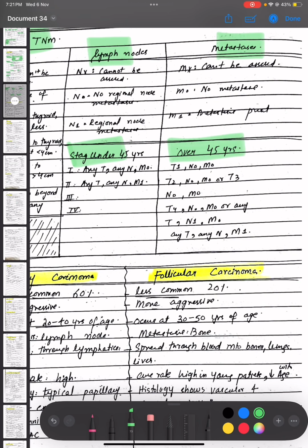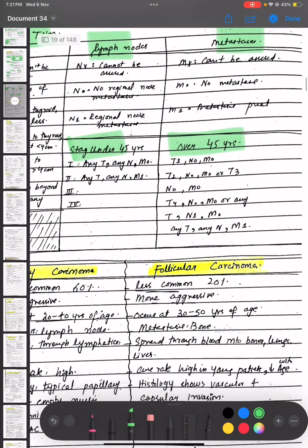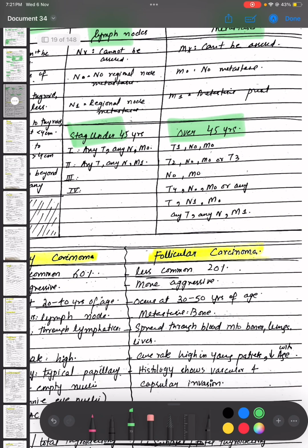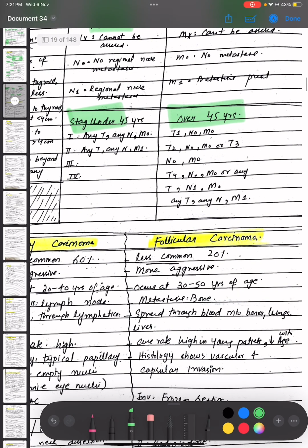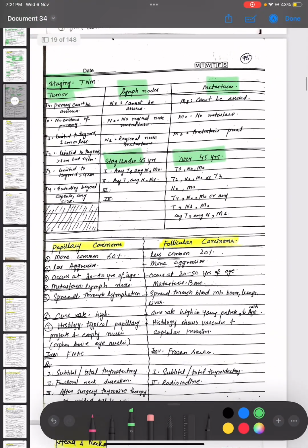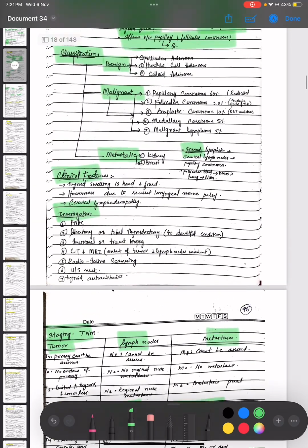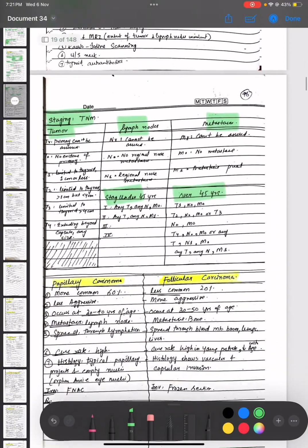Over 45 years, we are having T1 and N0 and M0, then T2 and N0 M0 or T3, then N0 or M0 for stage 3. And for stage 4, we are having T4 and N0 M0 or any T, N1, M0, any T, any N, or M1. This is the normal staging of the thyroid tumor.